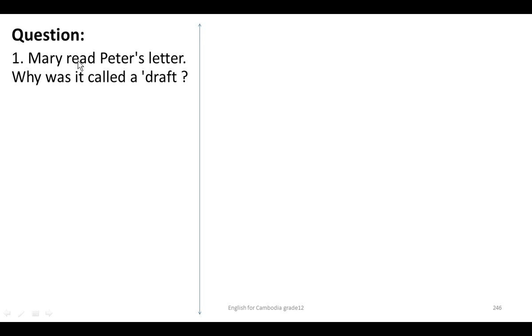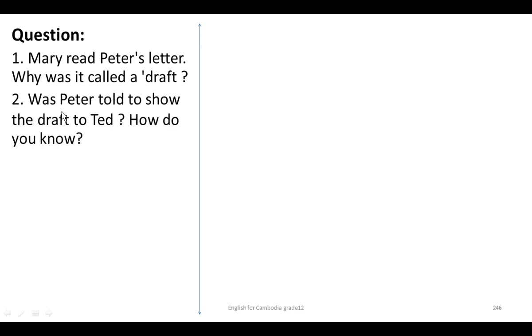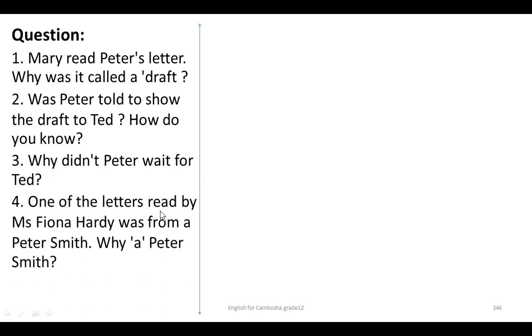Okay everyone, now let's go to question and answer. Question number 1. Mary read Peter's draft letter. Why was it called a draft? 2. Was Peter told to show the draft to them? How do you know? 3. Why didn't Peter wait for them? 4. One of the letters read by Fiona Hardy was from a Peter Smith. Why a Peter Smith? The last question. Why was Peter selected for a prize?